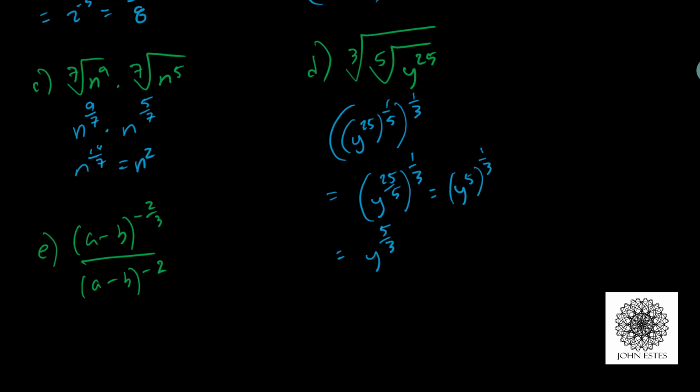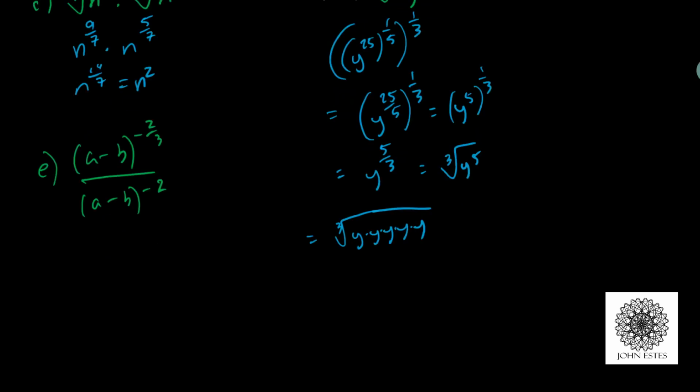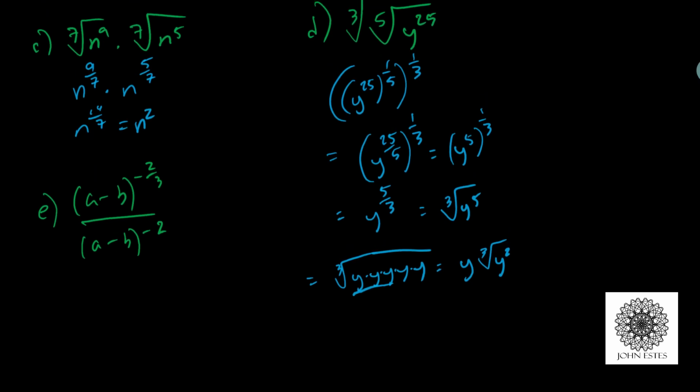Now if I wanted to get it back into the root notation, I could say that this is the cube root of y to the 5th. Oh, but remember, the cube root of y to the 5th is the same thing as the cube root of y times y times y times y times y. And since there are 3 of those, I can take out one y, and I'm left with the cube root of y squared. So the cube root of the 5th root of y to the 25th power reduces down to y times the cube root of y squared. Or maybe an easier way of writing that is y to the 5/3 power.